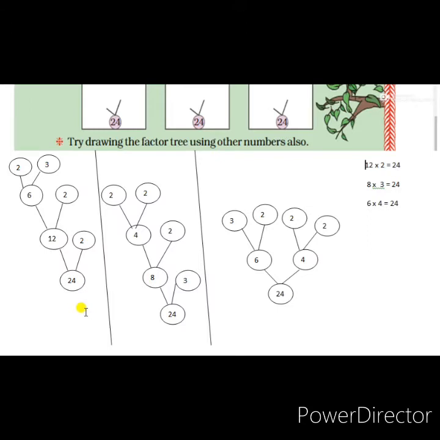We know that 12 2s are 24. After that, 8 3s are 24. Then it comes in the table of 6 4s are 24. So in these 3 ways we can make the factor tree.